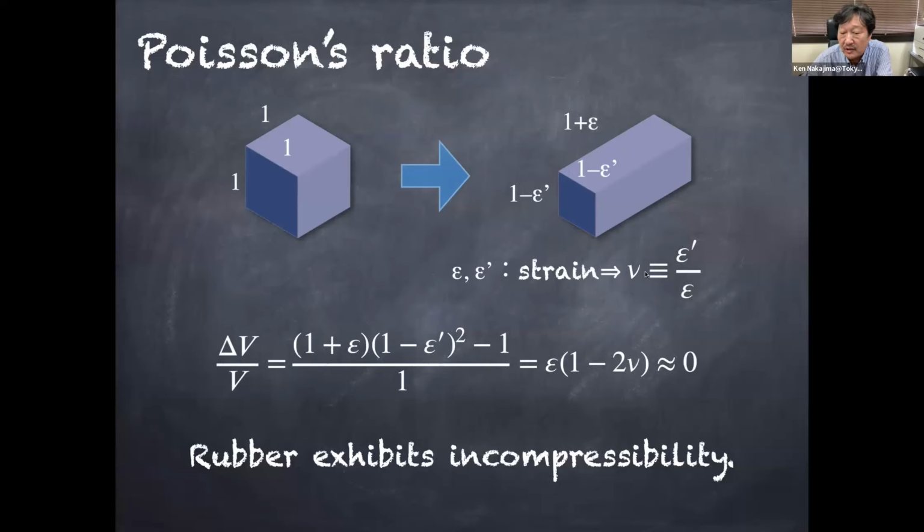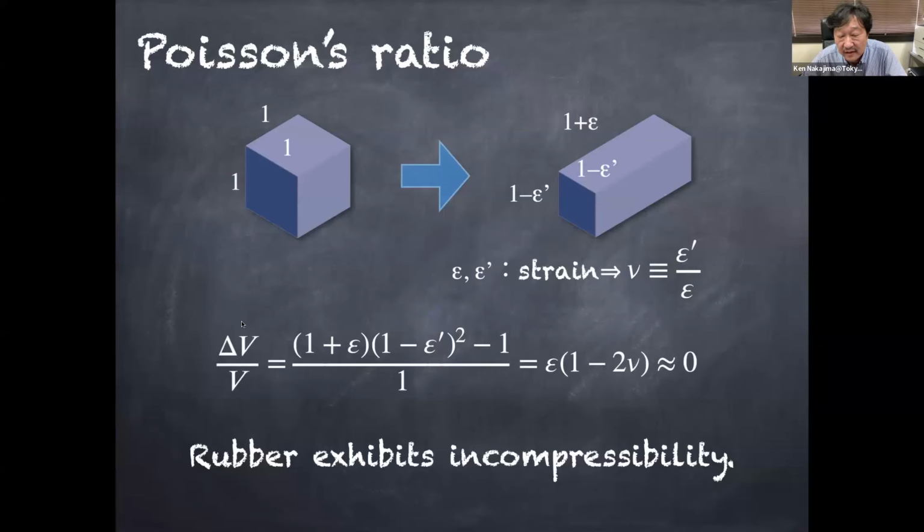Then the Poisson's ratio can be defined in this equation, the ratio between epsilon and epsilon dash. Now it's time to calculate the volume change with this equation. Original volume V equals, of course, 1 by 1, okay? And then how much is the delta V? So after elongation, the volume of this one is 1 plus epsilon and 1 minus epsilon squared.